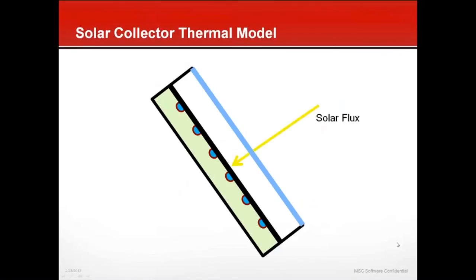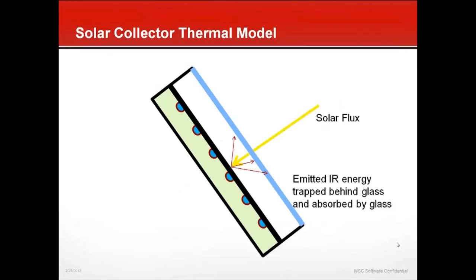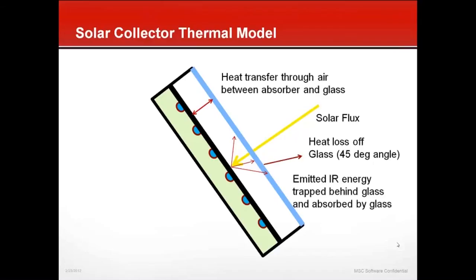So in our thermal model, we're going to have a solar flux going through the transparent material. Maybe part of it is absorbed, a few percent. Then we're going to have this trapped energy that most of it doesn't go through the glass and stays trapped behind it. We're going to have a small gap here, maybe a quarter inch, between the absorber plate and the glazing where we have conduction through the air.